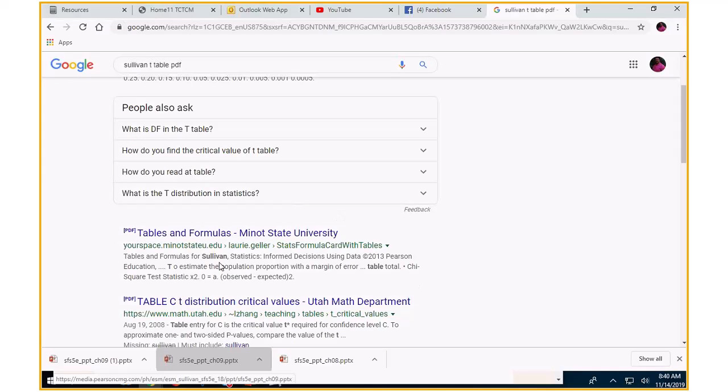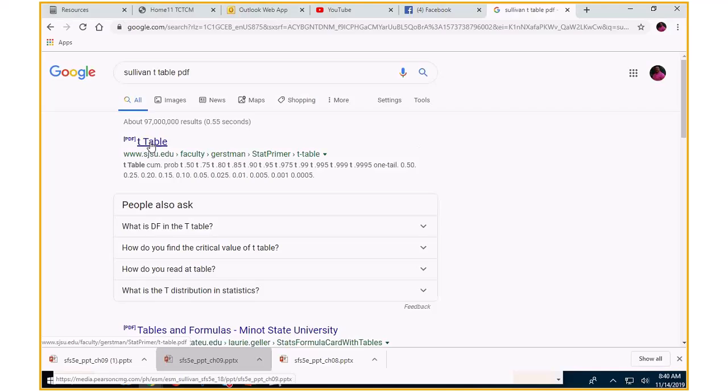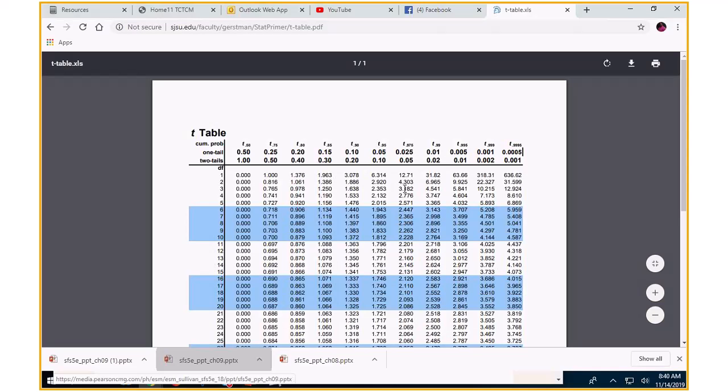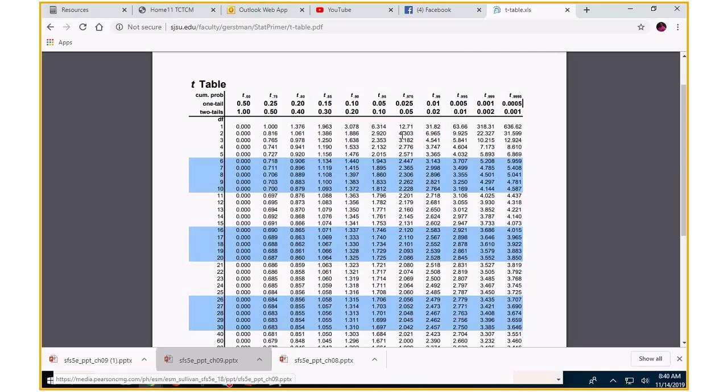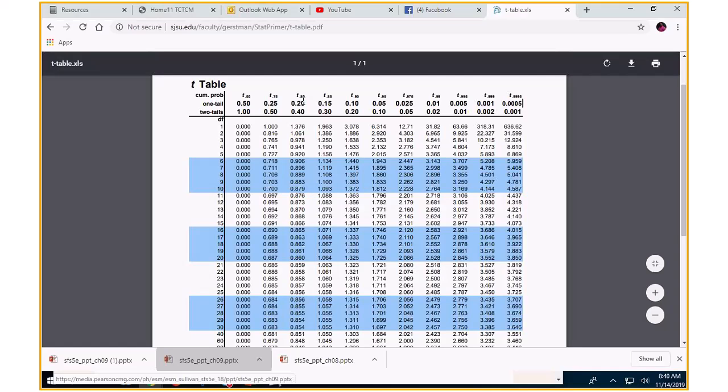I'm looking, okay, here's Sullivan. I don't know if it's the right edition, but that's 2013. Let me go up here and see if that's it. Okay, so what was our degrees of freedom? 10? Yep. And then with degrees of freedom, there's the 0.879 right there at 0.2.